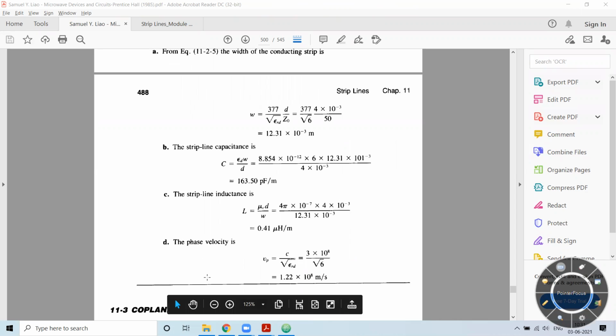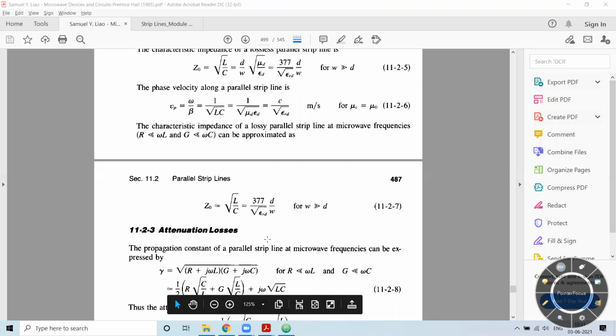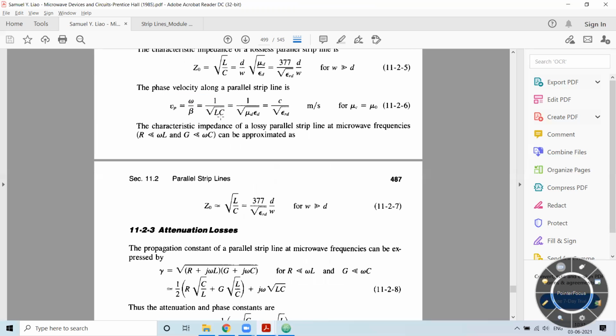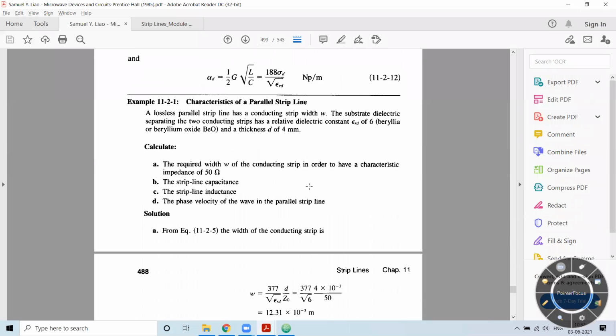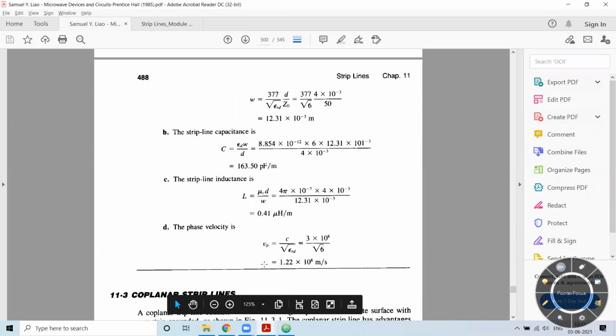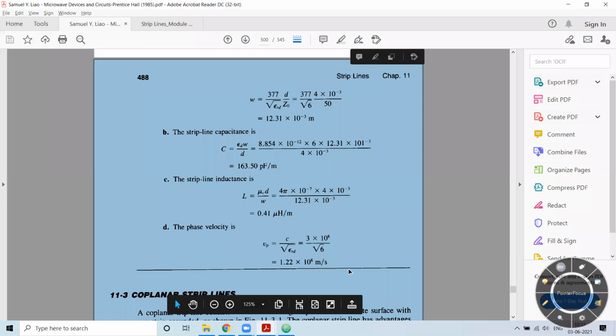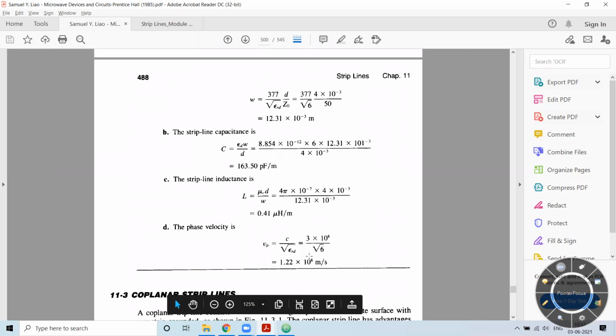And lastly, about the phase velocity, as we had seen over here, the phase velocity is given by these parameters. If you have estimated L and C, you can directly use this equation, that is 1 by square root of LC, or else you can refer to this equation. So you substitute L and C in either equation, or use C divided by square root of epsilon RD. When you use either equation, you will get a phase velocity of 1.22 into 10 raised to 8 meters per second. So this is in association with the parallel strip line.